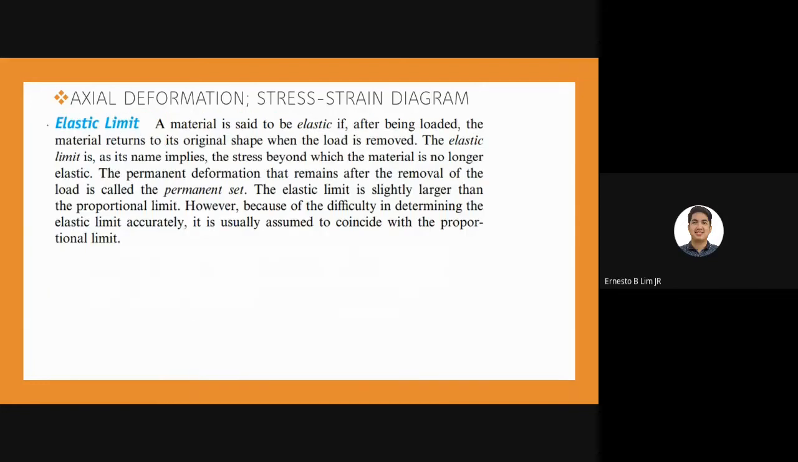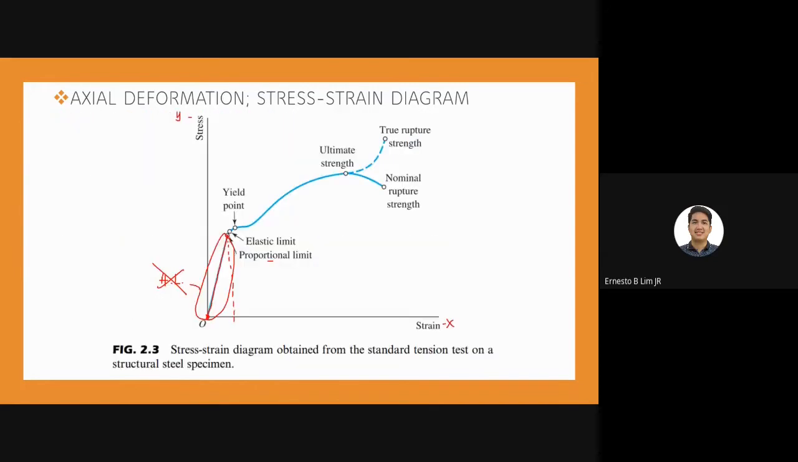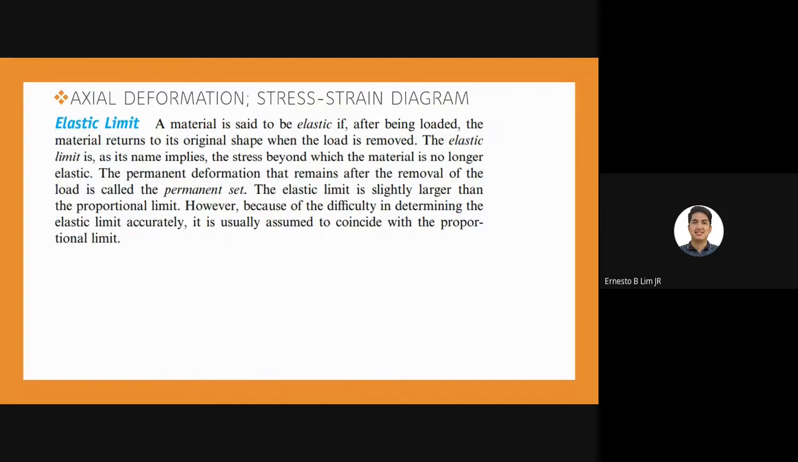Next, the second point, which is the elastic limit. A material is said to be elastic if after being loaded, the material returns to its original shape when the load is removed. That is the definition of elastic. The elastic limit is, as its name implies, the stress beyond which the material is no longer elastic. Beyond this point, the material is not elastic anymore. The permanent deformation that remains after the removal of the load is called the permanent set.